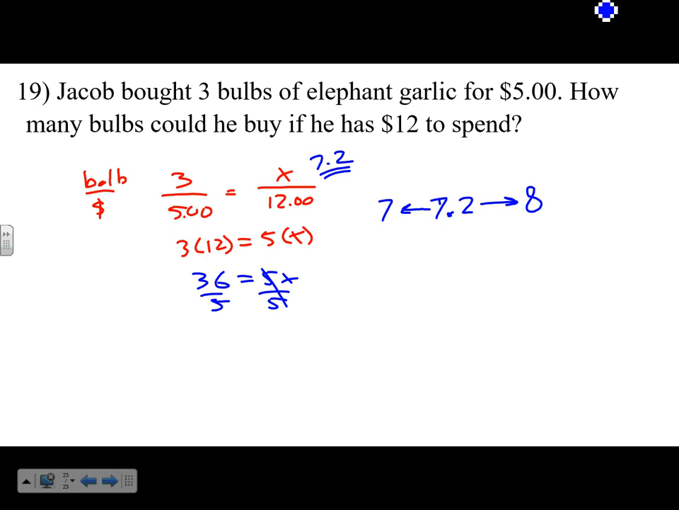Well, if we round up to 8, we cannot afford that. I wish you could go to Walmart and say, well, I can afford 5.3 of these, so you can just bump that up to 6 and let me buy 6. No, if you don't have enough money, you can't pay for an extra. You're just going to have to settle with 7. And again, since you can't buy 0.2 of a bulb, that's where you're going to have to stop.